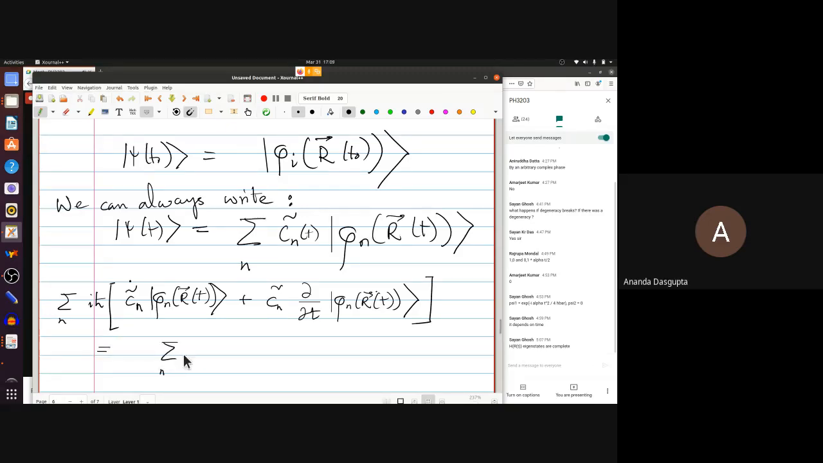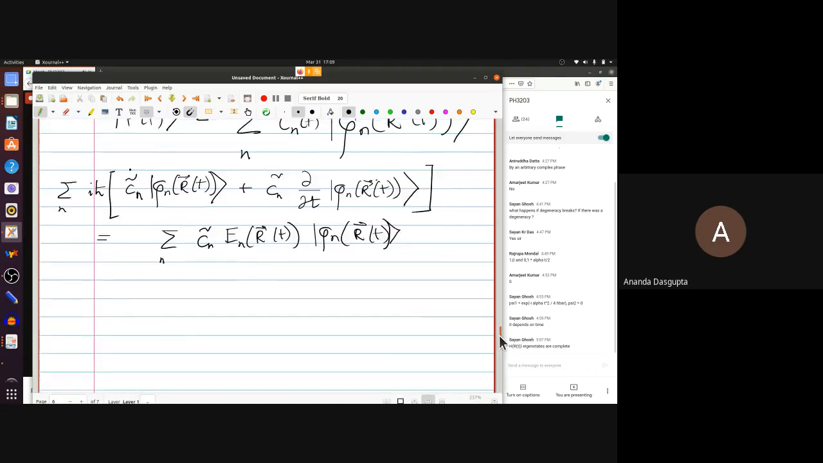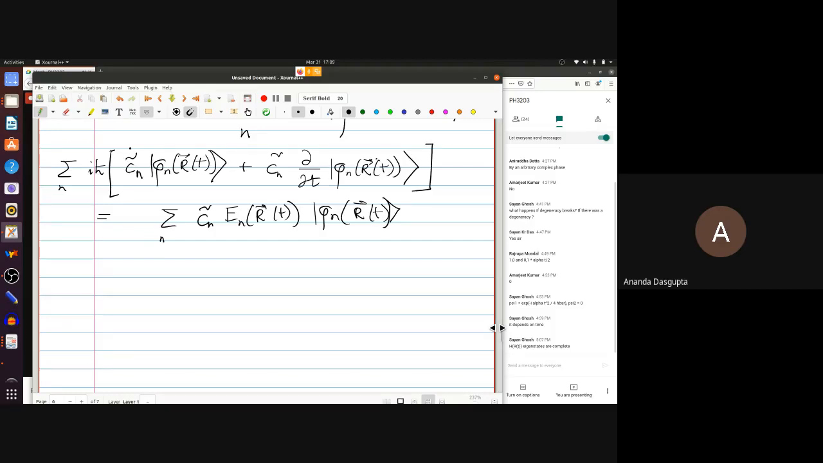The right-hand side will simply be sum over n Cn tilde, with the Hamiltonian operator hitting psi of t. But when H hits this psi of t, it merely jumps across the sum, and the linear coefficient just goes and hits this. And since these are eigenstates of H of t, you are going to get En. So this is just the Schrodinger equation rewritten in terms of these basis vectors.